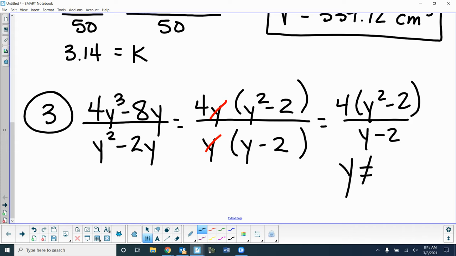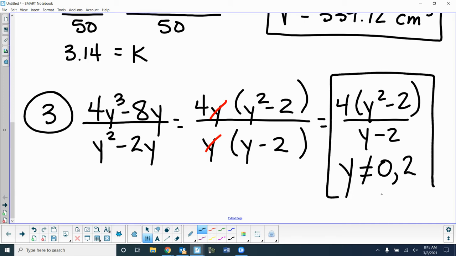Don't forget about this part. And this is for the original part. So look at where you have it factored. So what is that not allowed to be? This one here, 0. What's this one not allowed to be? 2. So that's the whole answer right there. Make sure you do both parts.